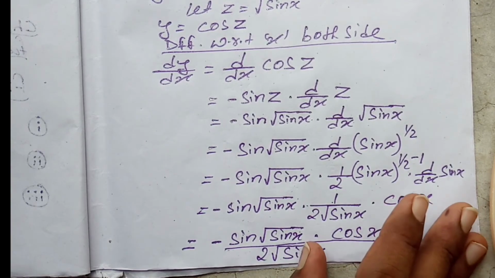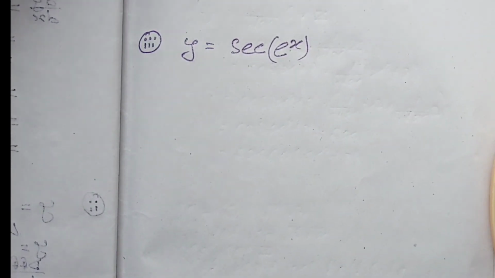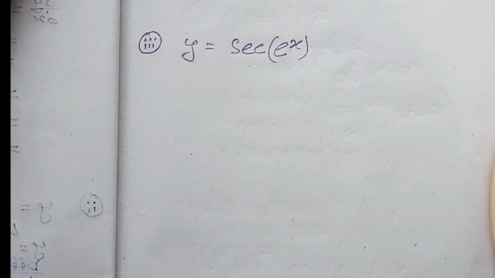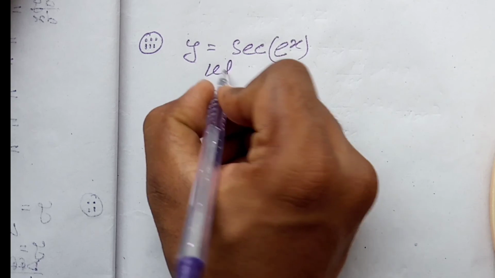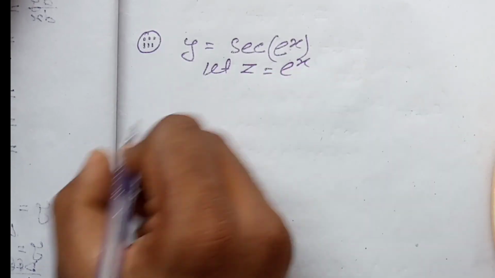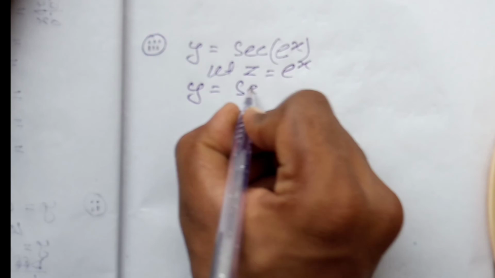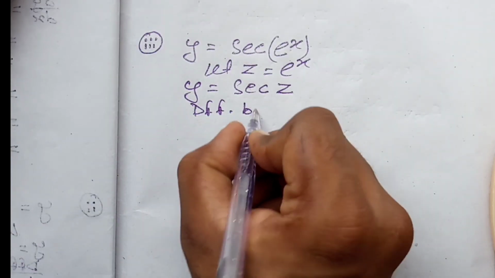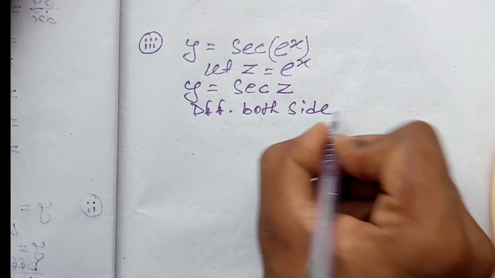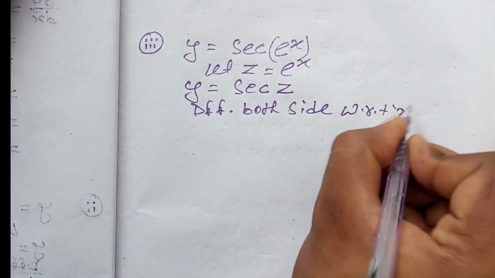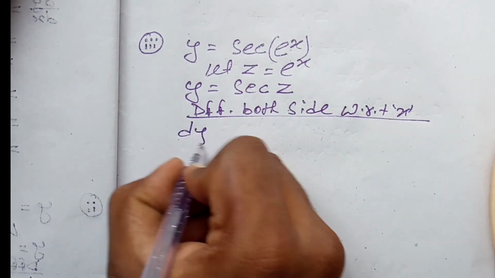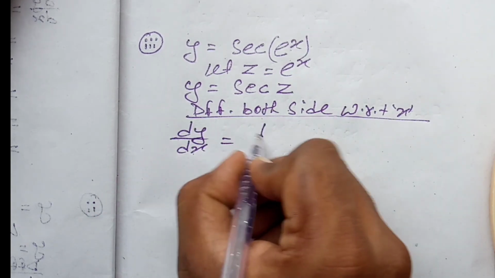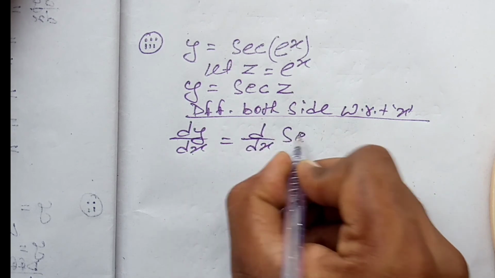Now we will move towards the third question. The third question is y is equal to sec(e to the power x). So let z is equal to e to the power x. So it becomes y is equal to sec z. Now differentiate both sides with respect to x. So on the left hand side it becomes dy by dx, and here d by dx of sec z.